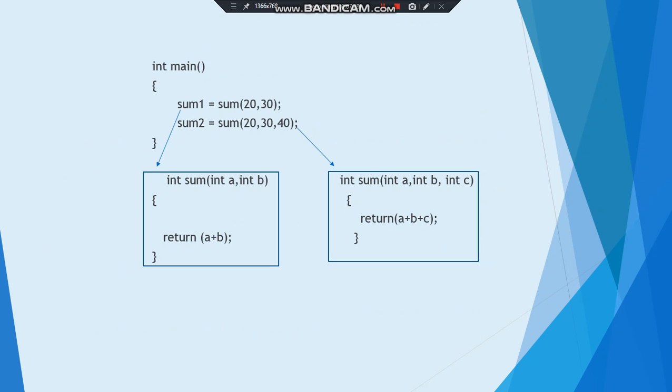Now we see that in int main we are taking sum1 and sum2. In sum1 we have passed two parameters 20, 30. In sum2 we have passed three parameters 20, 30, 40. Sum1 returns a plus b, that means the sum of 20 plus 30. Sum2 returns a plus b plus c, that means the sum of 20 plus 30 plus 40.